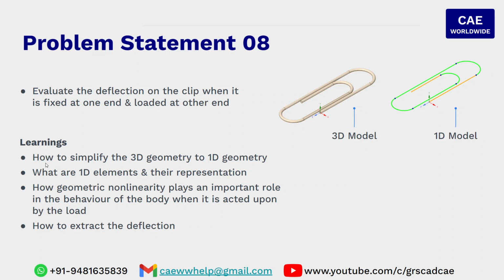The learnings by solving this problem are how to simplify the 3D geometry to 1D geometry, what are 1D elements and their representation. As we discussed, the elements are 1D, 2D and 3D. In this case, it is going to be a 1D element. How geometric nonlinearity plays an important role in the behavior of the body when it is acted upon by the load. We are coming across one new terminology over here, that is geometric nonlinearity. Then we understand how to extract the deflection of the geometry.